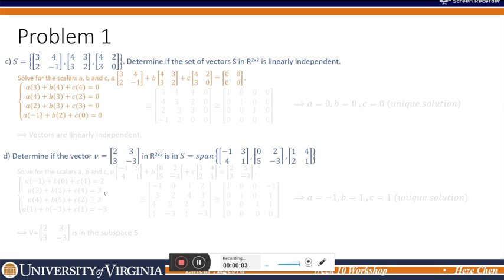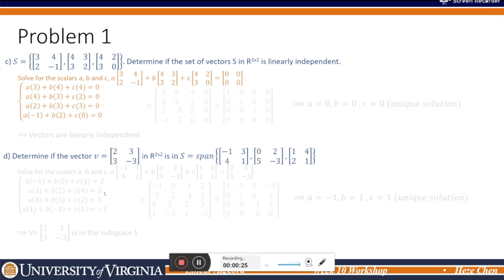Parts A and B are dealing with the polynomial vector space. Parts C and D focus on the matrix vector space. In Part C, S is the set of these three matrices. Determine if the set of vectors S in R2×2 is linearly independent.